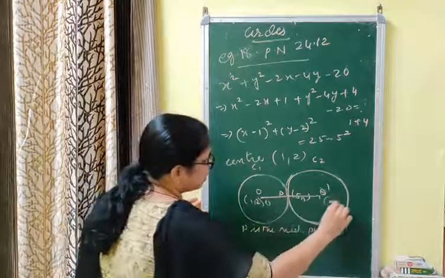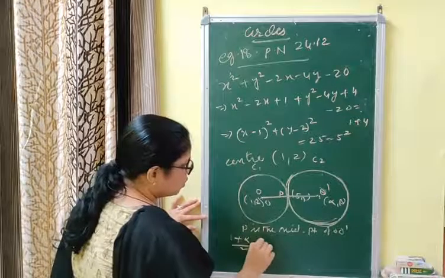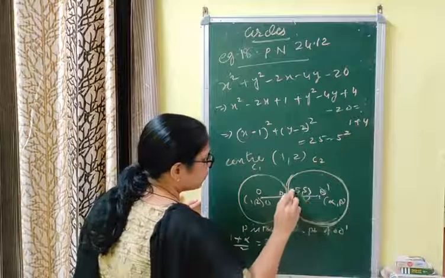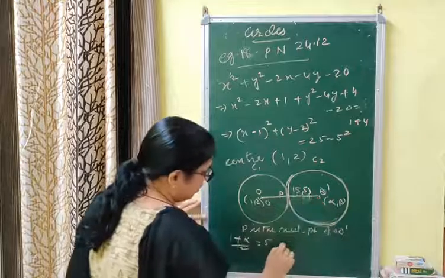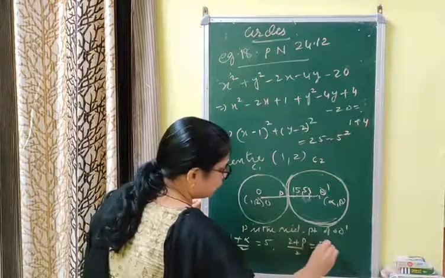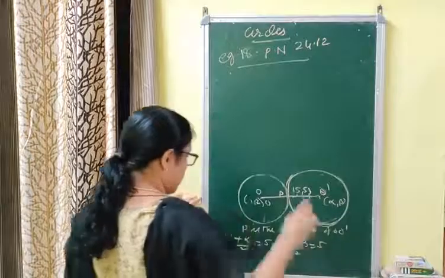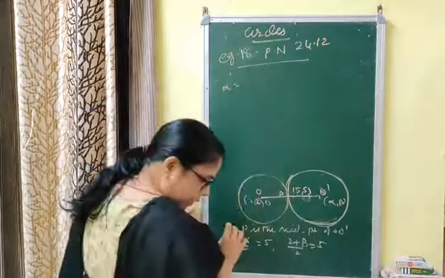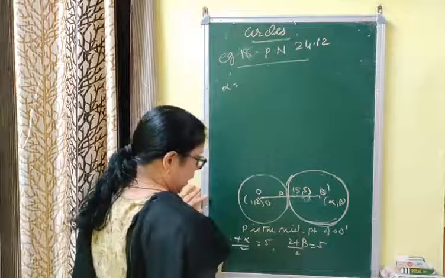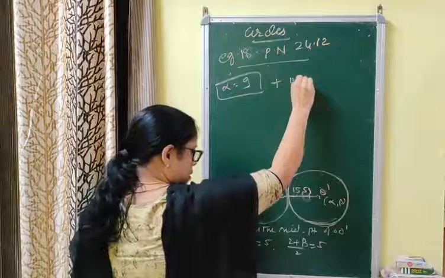Let the required circle's center be (alpha, beta). Then by the midpoint formula, (1 plus alpha) by 2 is equal to 5, since this is (5, 5), and (2 plus beta) by 2 is equal to 5. By solving, you can find alpha and beta. Let me check. The value of alpha is 10 minus 1, that is 9, and the value of beta is 8.